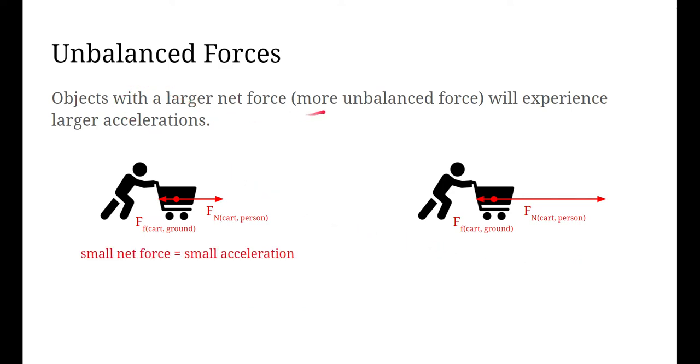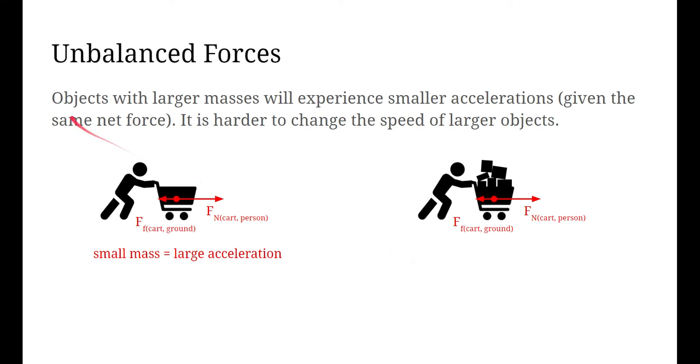Objects with larger net force or more unbalanced force will experience larger accelerations. So here we've got a small net force, which will result in a small acceleration. You can put that on your notes because this force is just a little bit bigger than that force, whereas a large net force, meaning a big difference in forces going in opposite directions, causes a large acceleration. So you can add these labels to your diagrams on your notes.